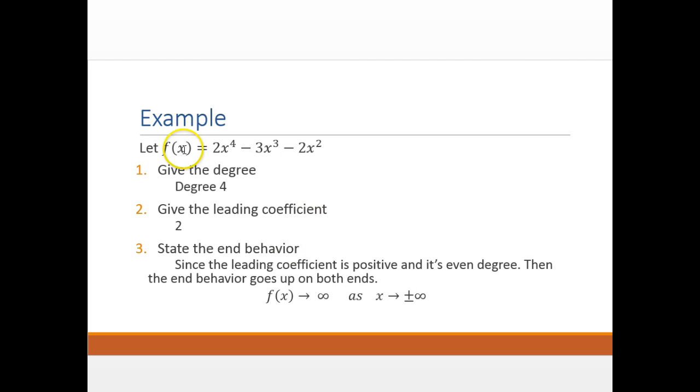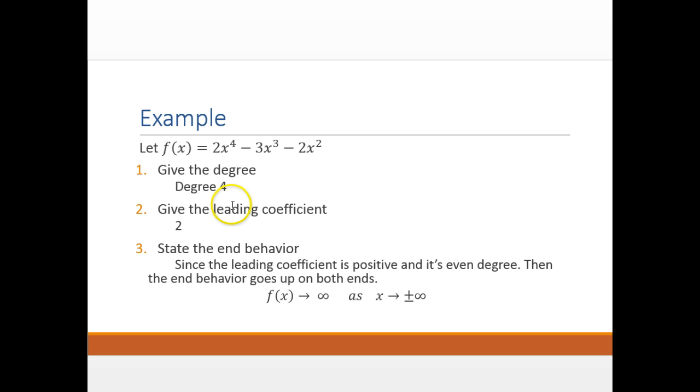Let's look at an example of determining what happens based on the equation. f(x) = 2x^4 - 3x^3 - 2x^2. The degree is simply degree 4. What we do is we look at the exponent. The highest exponent is the degree of the function. In this case, this is degree 4.